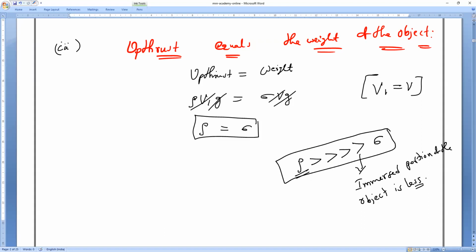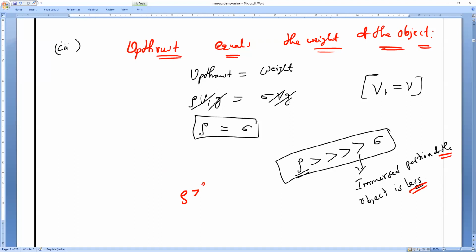So if the density of the liquid is higher, then the buoyancy force is also more and more, so that the immersed portion of the object is less. That is what you have to remember. Is it okay, everybody? Now, if the density is very small, clear, everyone?